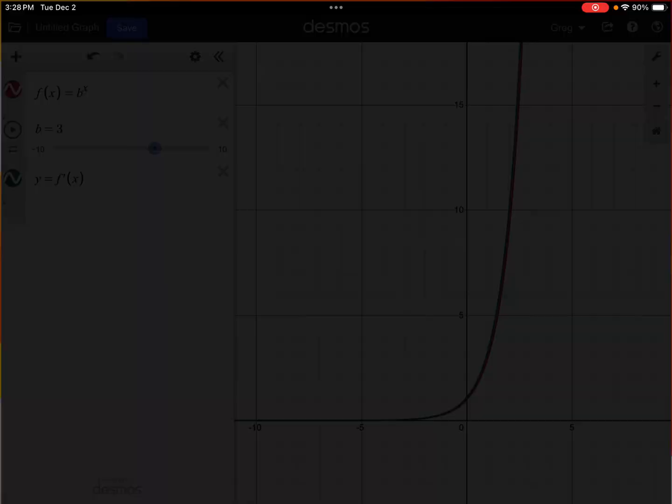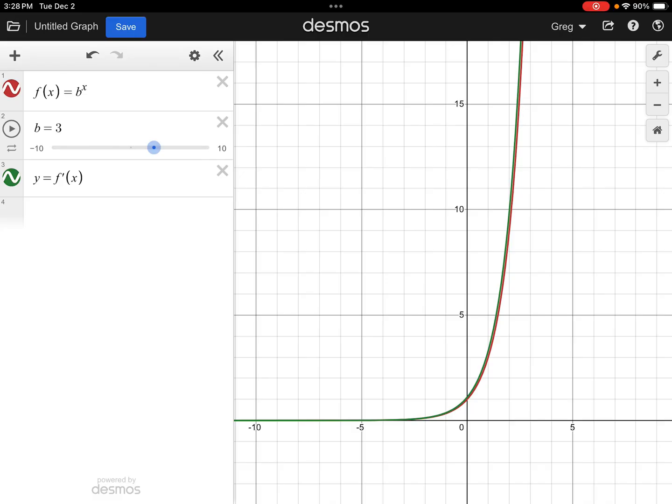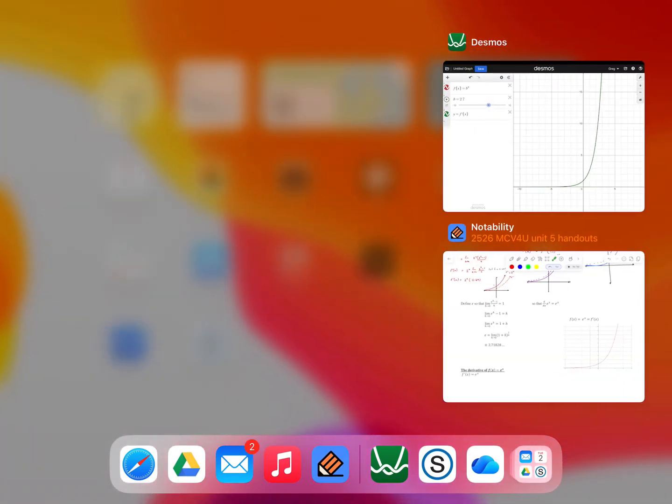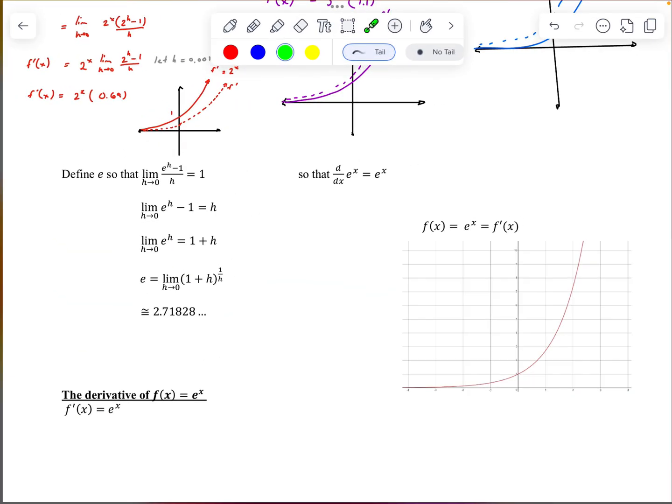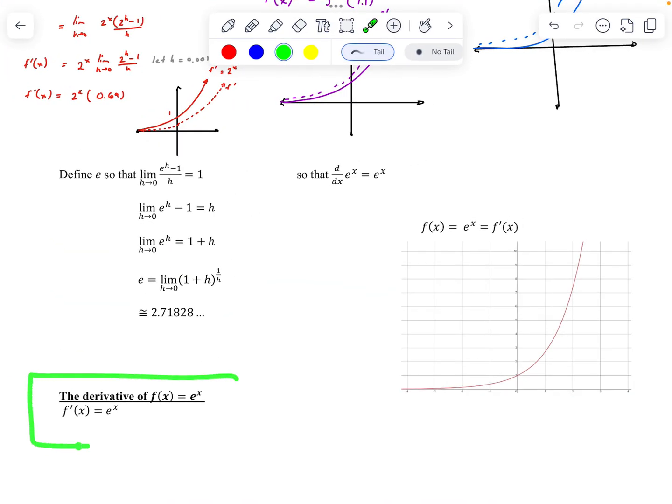And if you look on Desmos here, I'm not going to hit it exactly, but it's around 2.7. And that's the base that makes the exponential function and its derivative the same. So the point of e to the x is that the derivative of e to the x is e to the x. I'll join you on the next page to see what we do with it.